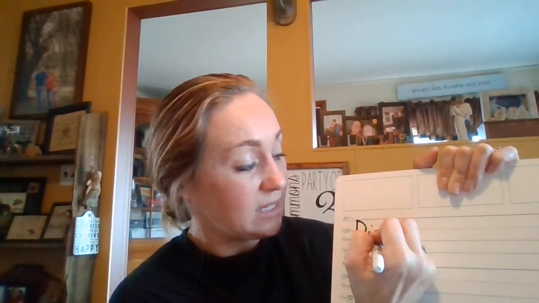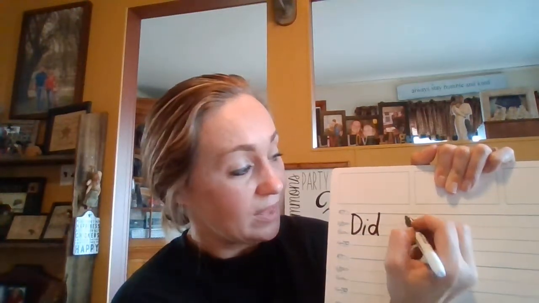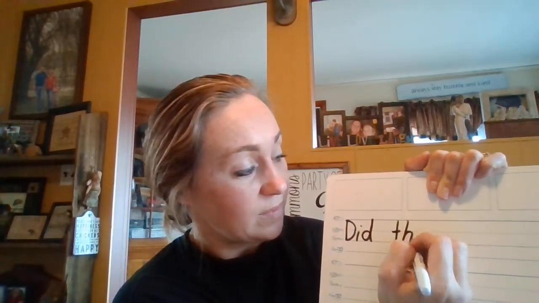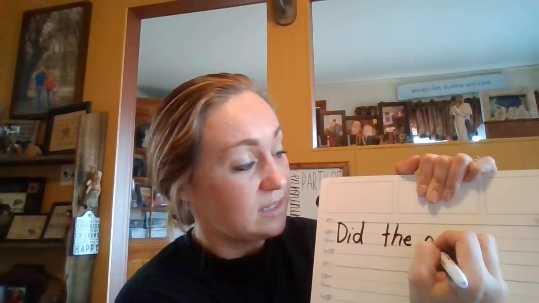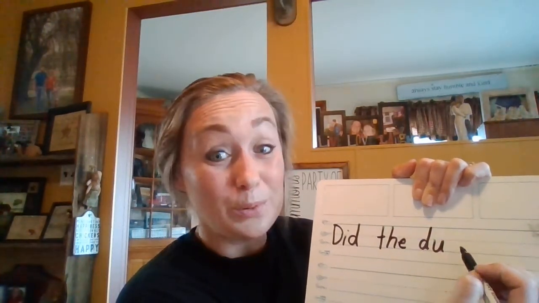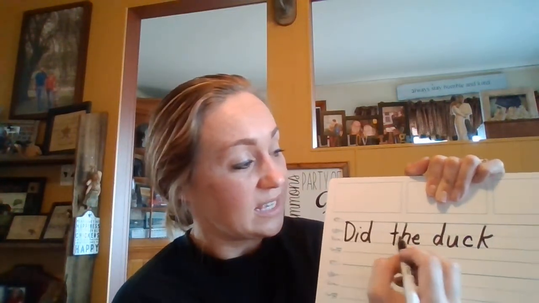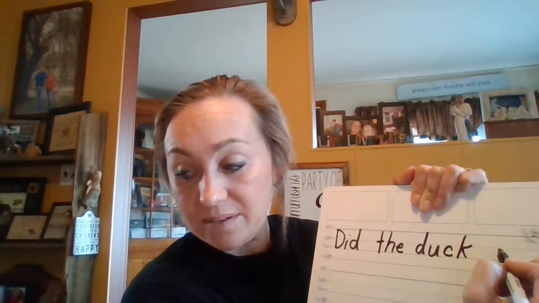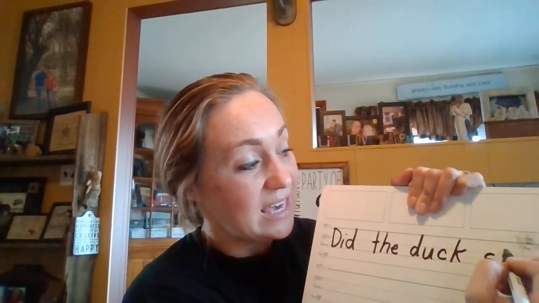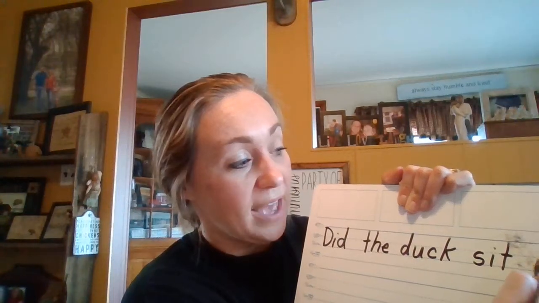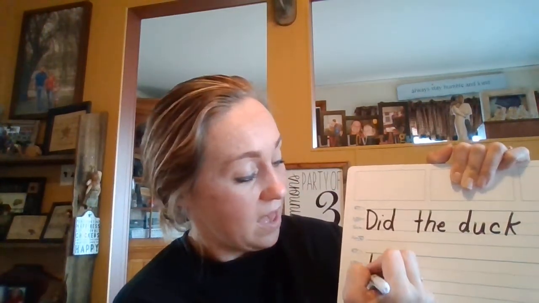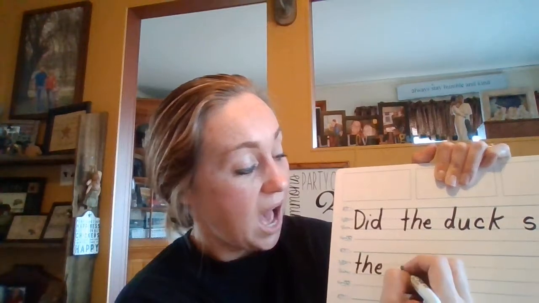Did the duck sit on the dock? So seven words. We're going to start with capital D for did. D. I. D. Did the duck. We get to use the CK digraph. Did the duck sit on the dock.